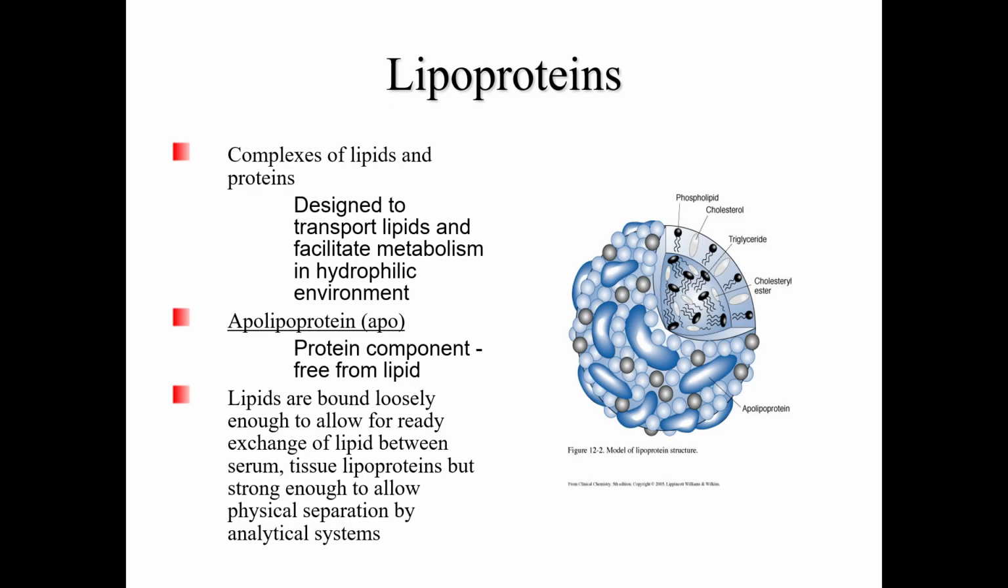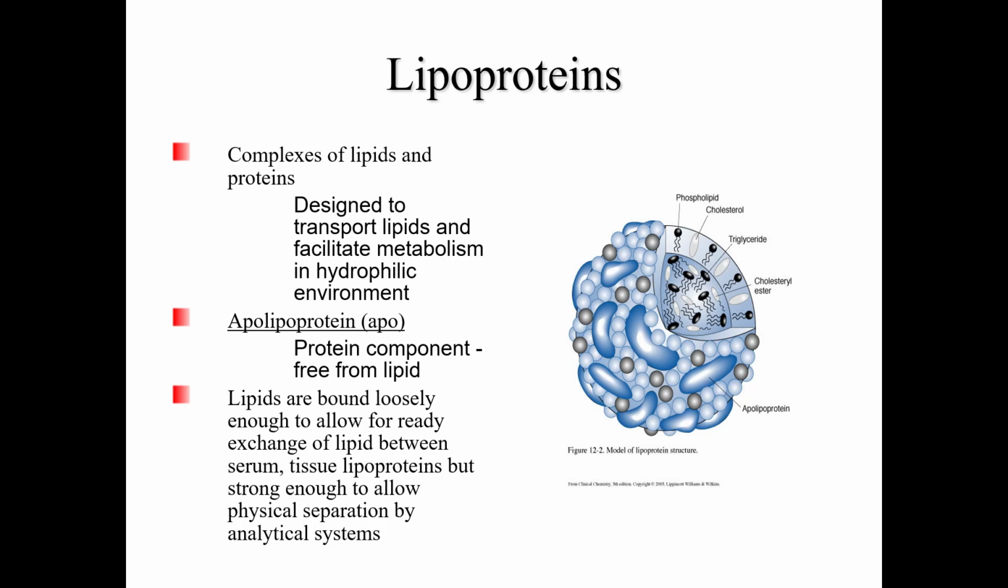Lipoproteins. Lipoproteins are complexes of lipids and proteins. They're designed to transport lipids and facilitate metabolism in a hydrophilic environment. So if you think about the bloodstream and how much water is inside the bloodstream, now imagine putting fats directly into the bloodstream. If you've ever seen a bottle of salad dressing, you know that if there's oil in there and water in there, those layers are going to want to separate. The fats are going to want to combine together, separate from the water, because the fats are hydrophobic, the water is hydrophilic. If that happens in the bloodstream, that can create a whole bunch of issues.